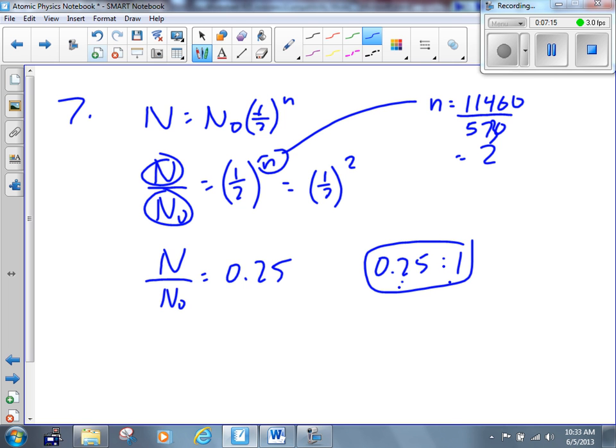Okay, if it said what's the ratio of the original activity to the current activity, well, my original activity is always going to be more. So you could say that would be 1 to 0.25 or 4 to 1. Okay, does that make sense? Always divide the one that it says, find the ratio of x activity to y activity. It's x over y.